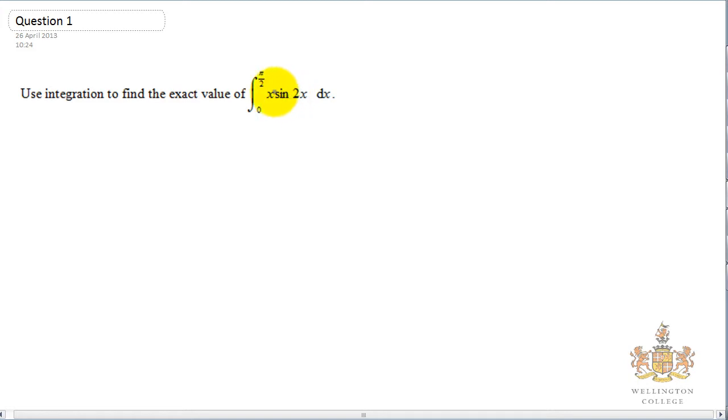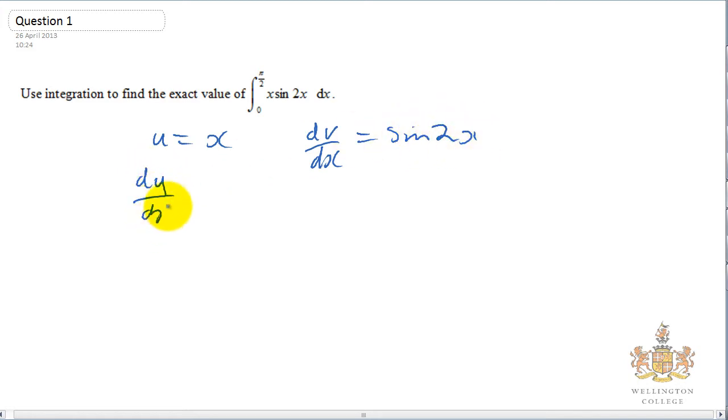So let's do that. We're going to let u equal x, and we're going to let dv by dx, this is the thing we're going to be integrating, equal to sine 2x. So du by dx equals 1, and v, the integral of this, is going to come from cos 2x.